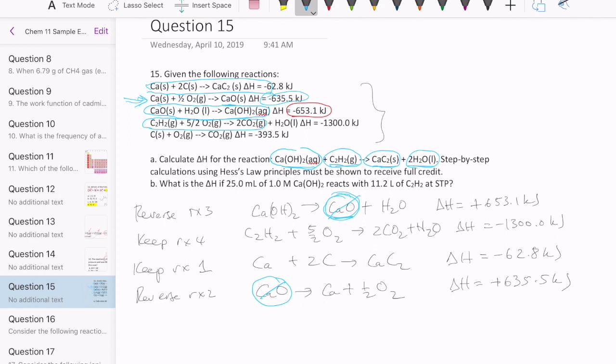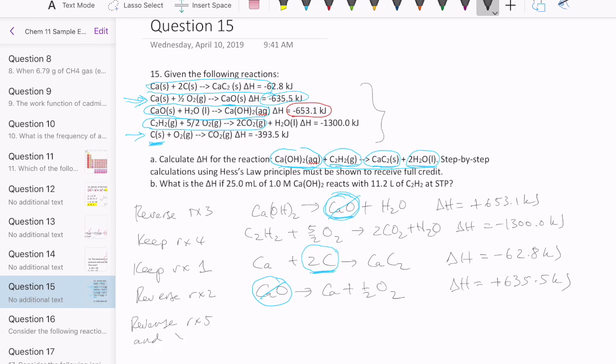Another species that we need to cancel out is carbon. Of course, we only have one reaction left, and that's reaction 5. In reaction 5, we have carbon on the reactant side, but we need to cancel the carbon that we have on the reactant side, so we need to flip reaction 5. In addition, we also need to make sure that we have 2 carbons, so that means reaction 5 has to be multiplied by 2 across. So I'm going to reverse reaction 5.